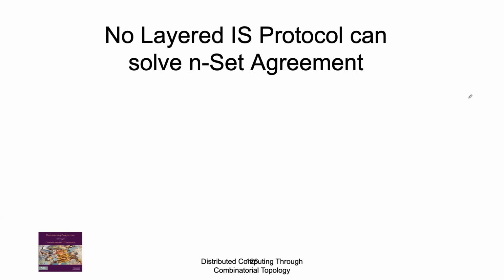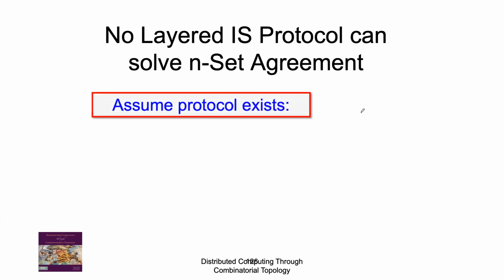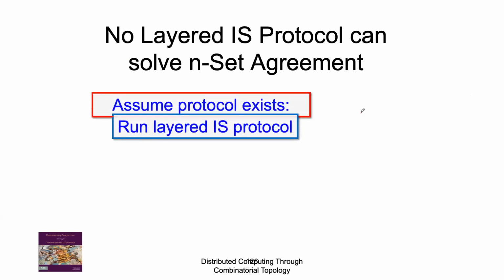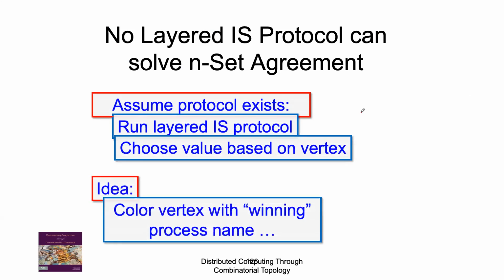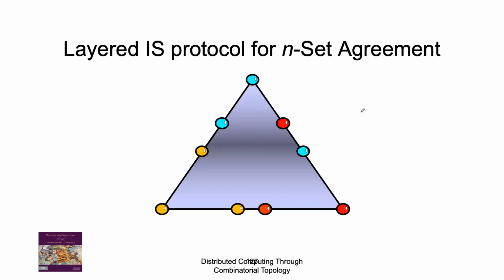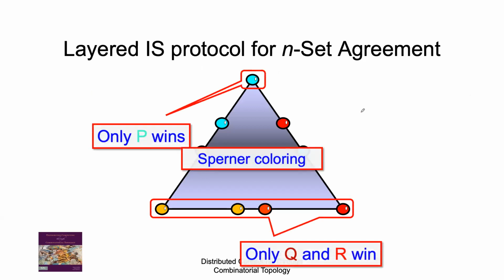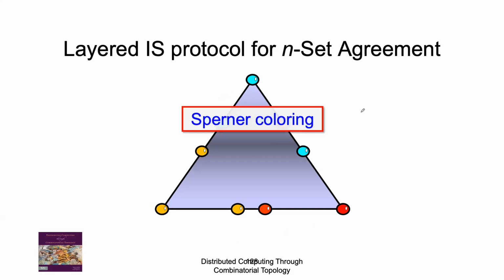So the conclusion: no layered immediate snapshot protocol can solve set agreement. If the protocol exists, we run a layered immediate snapshot protocol and choose the value based on the vertex. So you can choose the color, and the color gives a Sperner coloring. If Q and R take steps, they can only choose values of Q and R. If only P takes steps, it can only take its own vertex. This is Sperner coloring, and the interior can take any color.